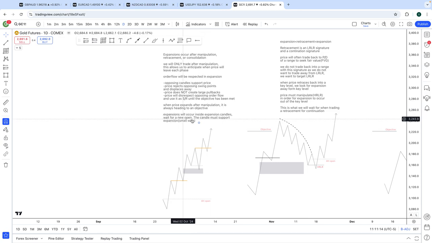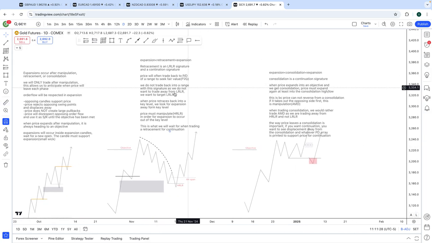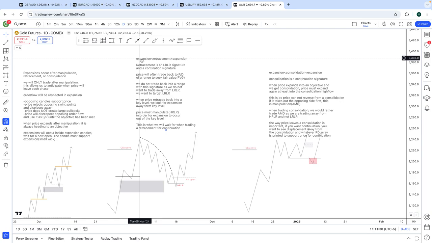So you have to wait for this new open. The candle must support expansion, small wick, which is what we're going to talk about in a minute, okay? So in order to get expansions, we need expansion candle logic, which we're going to go over next, right?